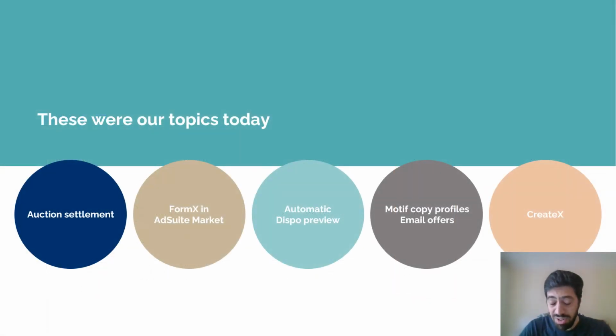So we've talked about a lot of different topics and new functionalities that we've introduced. To summarize: the auction settlement, the FormX that has been introduced into AdSuite Market, the automatic Dispo preview for the calendar, the Motif copy profiles, the email modification, and CreateX.